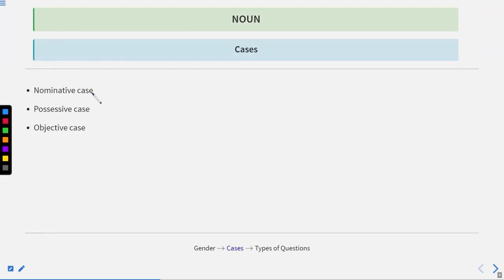Here we'll discuss cases of noun. Sorry, cases of noun. Now what are the three cases of noun? One is nominative case, another is possessive case, and another one is objective case. Nominative case means when a noun or pronoun is written in the subject place, we use nominative case for it. These are actually the cases of pronoun. Then possessive case shows the possession of something. And objective case is when a noun or pronoun is used on the object place of a sentence.